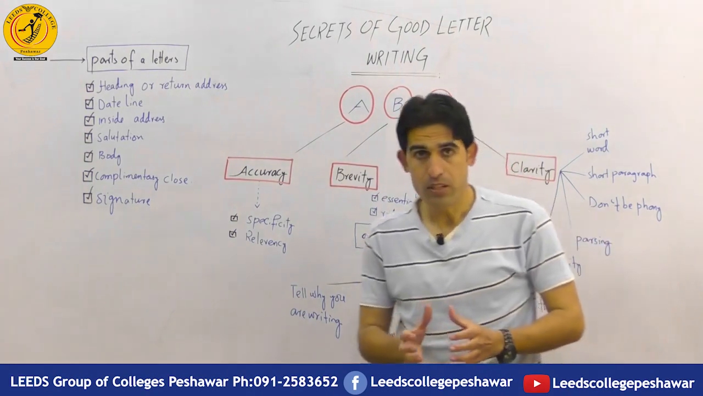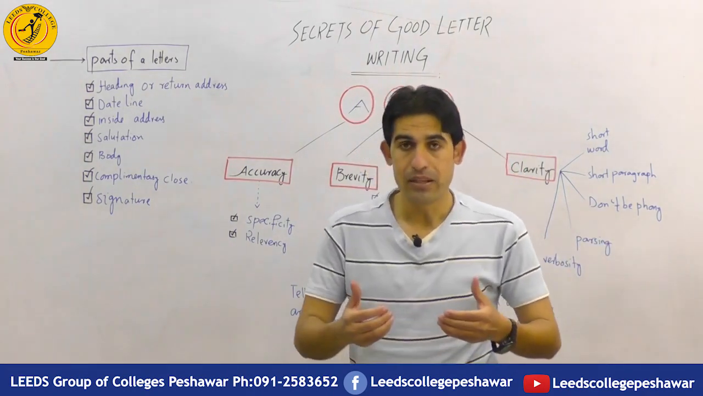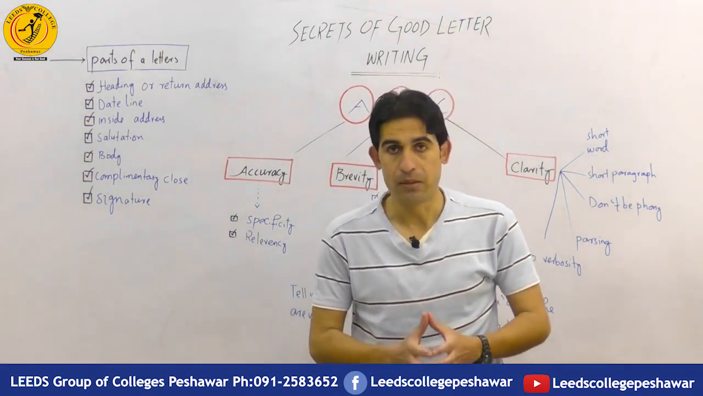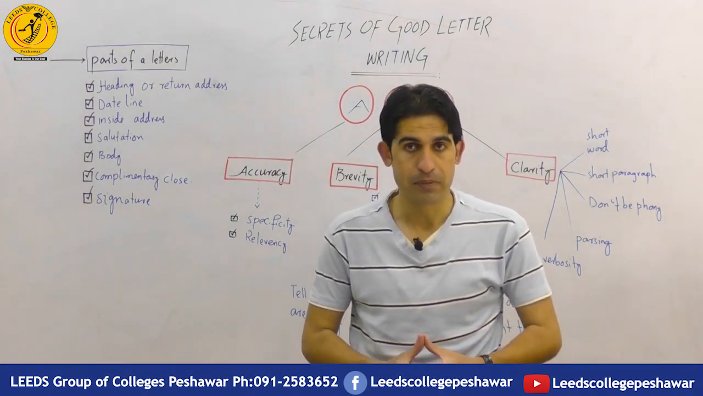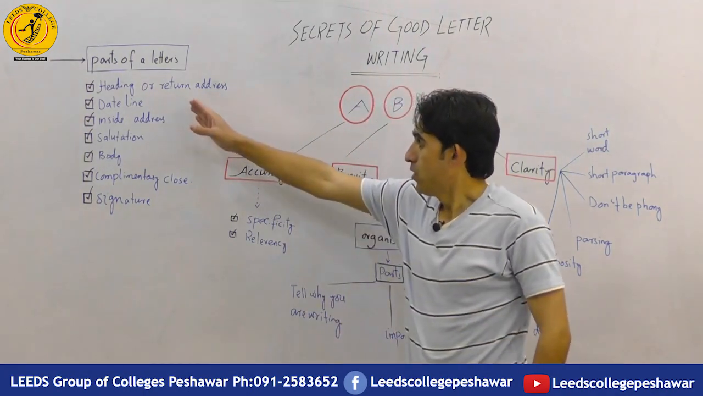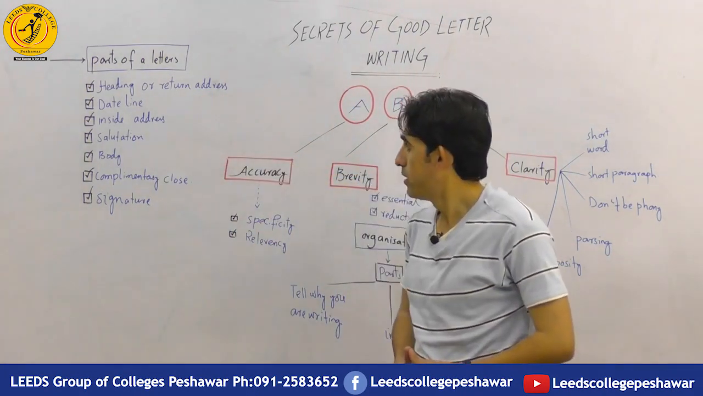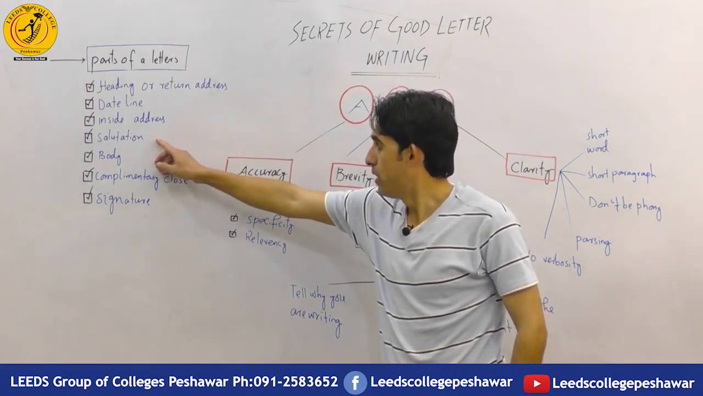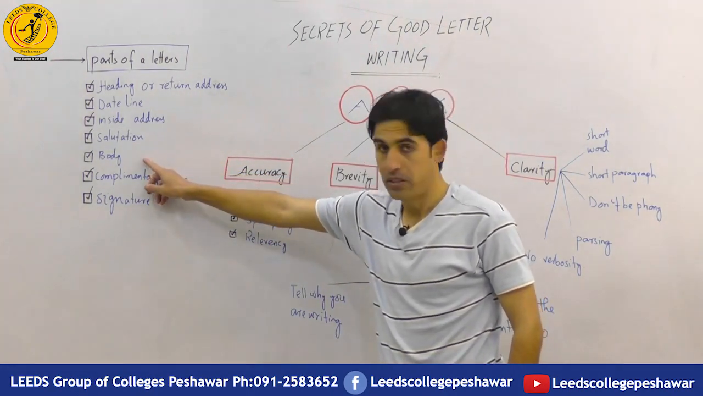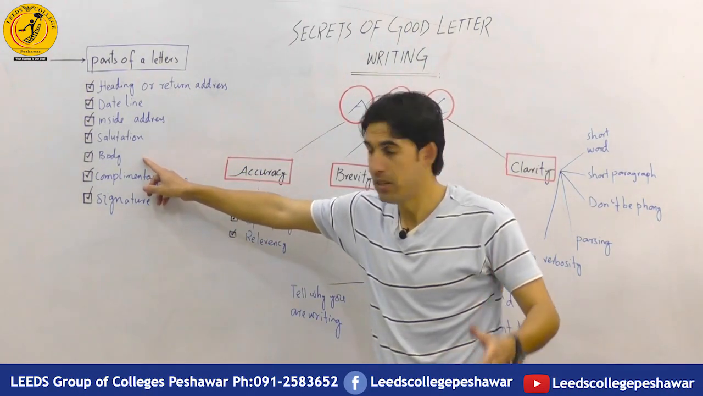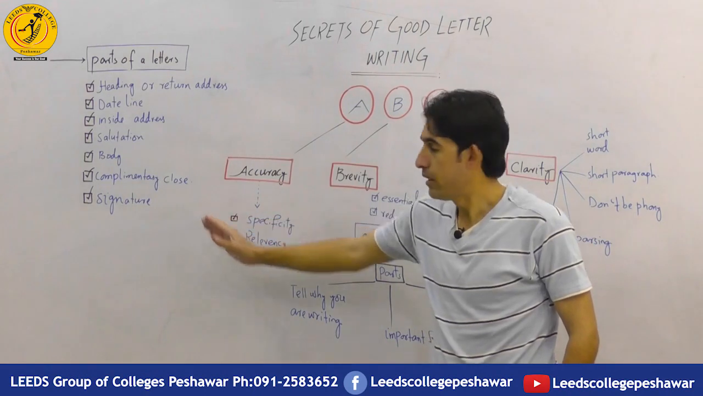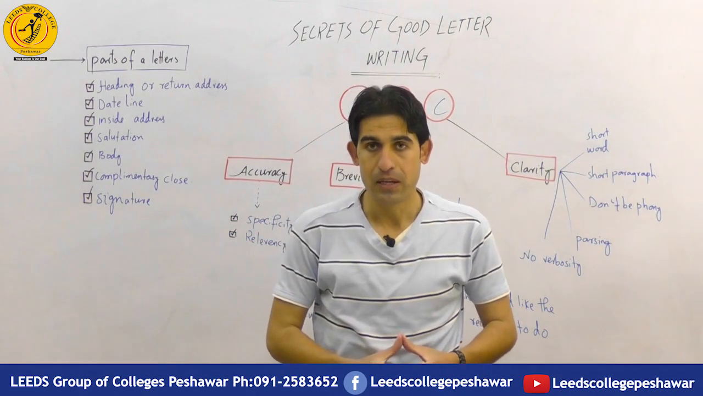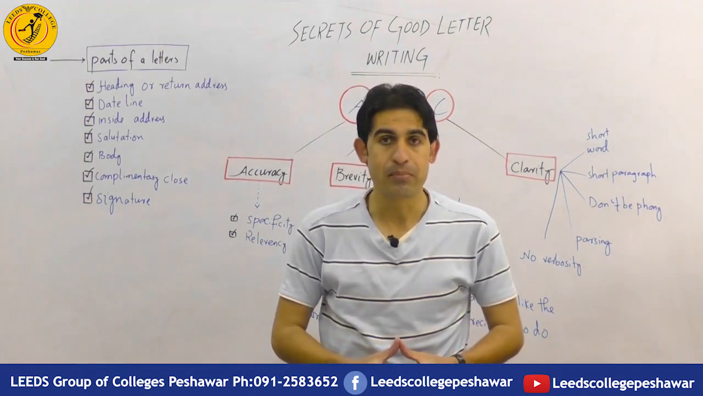Now the fundamental question in front of us, how many parts does a letter have? Keep in mind that the personal, academic and the business letter has seven fundamental parts, including heading or return address. Number second, date line. Number third, inside address. Number four, salutation. Number next, body. It's also called the main body of the letter. Next, the complimentary close. And the last one is the signature. Signature is usually included in the business letter, but each of these parts of the letter will be discussed in my coming lecture in detail.